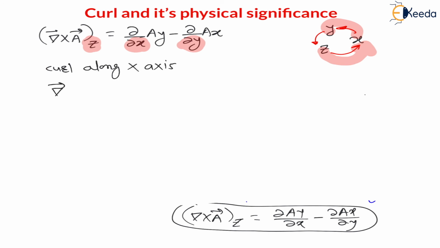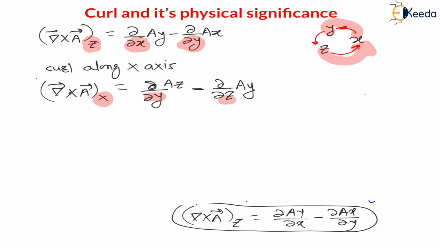del cross A along x-axis will be equal to, see, as there is x, then here there will be dou y, dou z. Therefore, the sequence we have to maintain: dou y of az. Here the derivative is with respect to the other term, ay dou x, ax dou y. Therefore dou y of az, because it is x-axis, minus dou z of ay. This sequence we have to maintain.